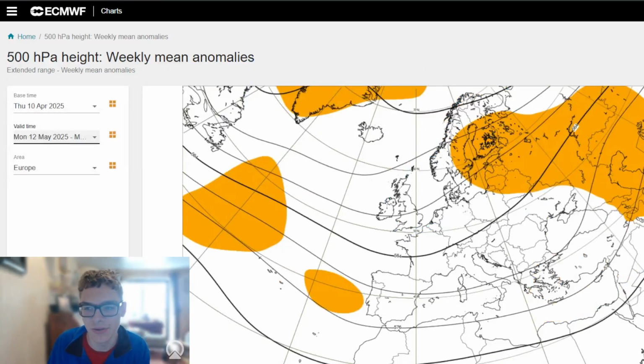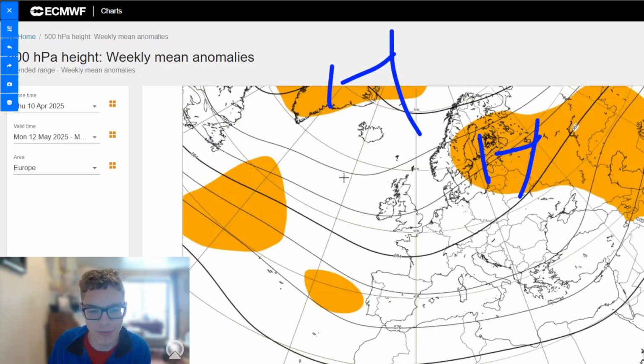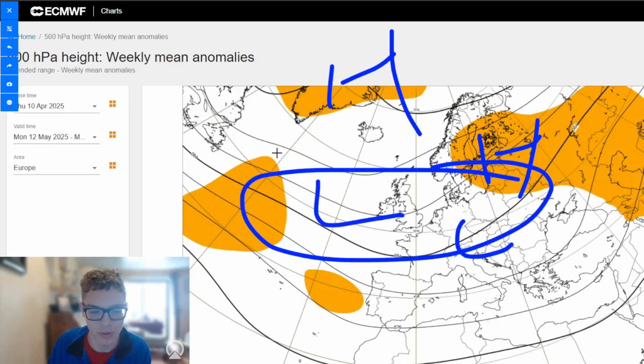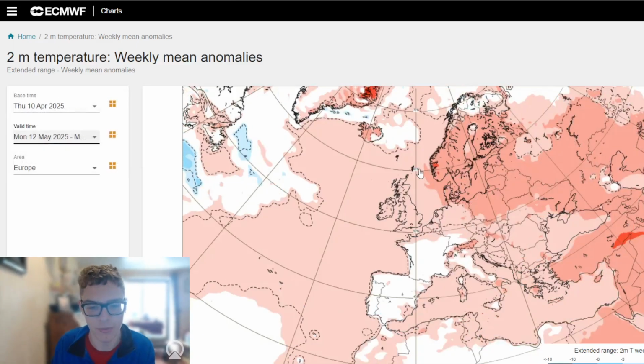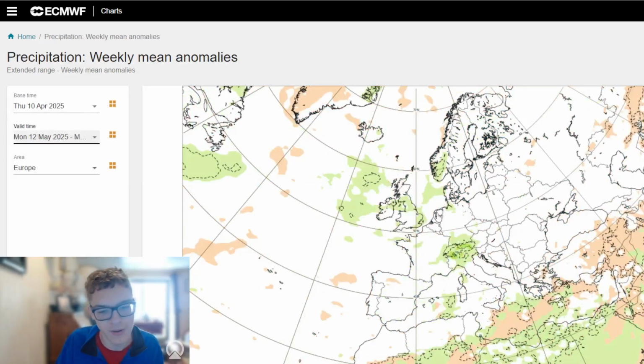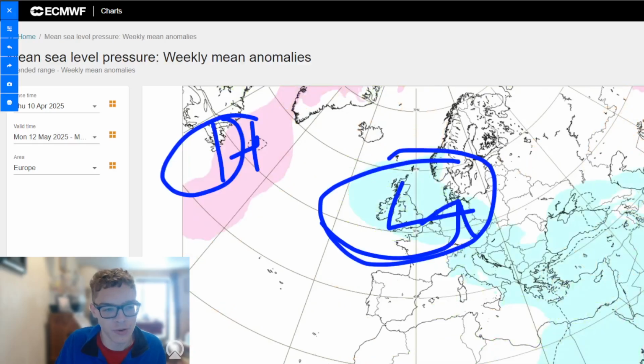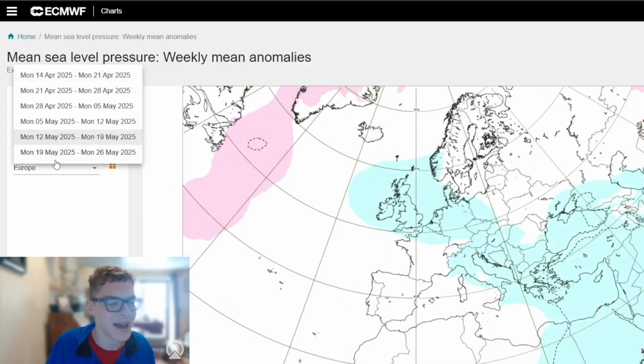Again, 500 millibar heights, high pressures blocking away to the north and the east. Probably this white area is low pressure. Looks quite unsettled, but probably quite mild, to be honest. Atlantic driven. Temperature anomalies again, 1 degree above average. It looks like a mild month, and slightly wetter as well. Looks quite unsettled, but will it be toned down?